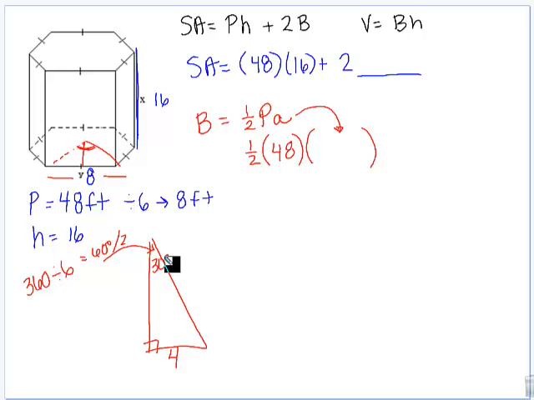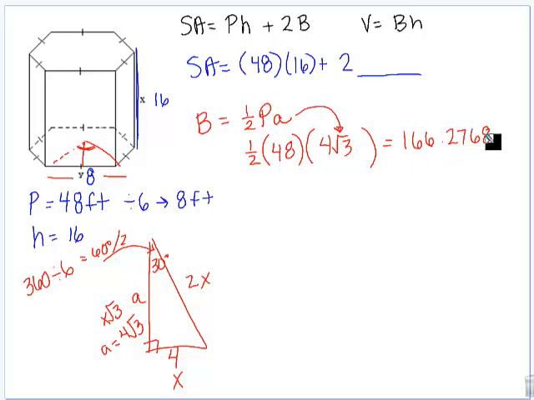Because it's a 30, 60, 90, we can use our relationship of x, x square root of 3, and 2x. So since 4 is our short side, our apothem is our longer leg, so the apothem has to be 4 square root of 3. So we can fill that in for our apothem length. So the area of our base would be 1/2 times our perimeter of 48 times our apothem, which is 4 square root of 3. And we get an area here of 166.2768. So I'm going to call that 166.277.